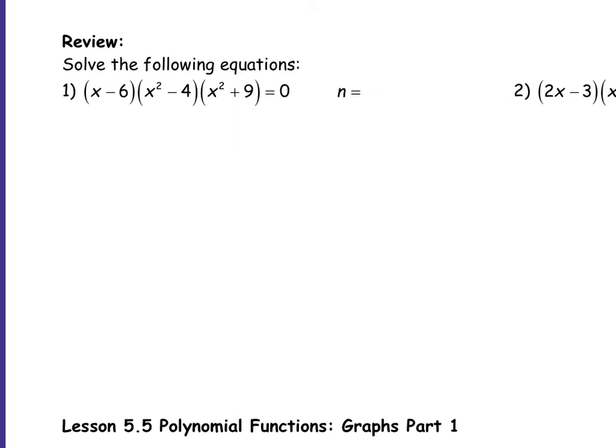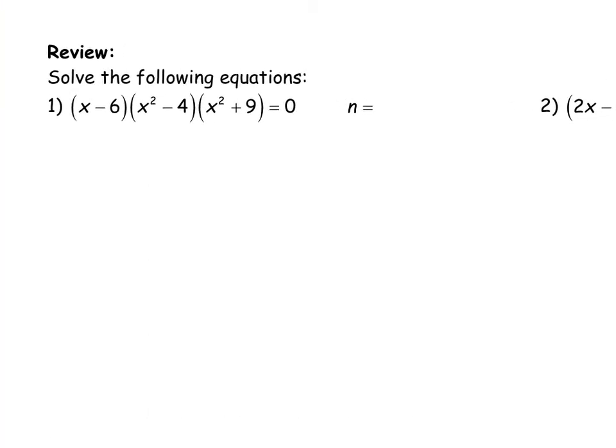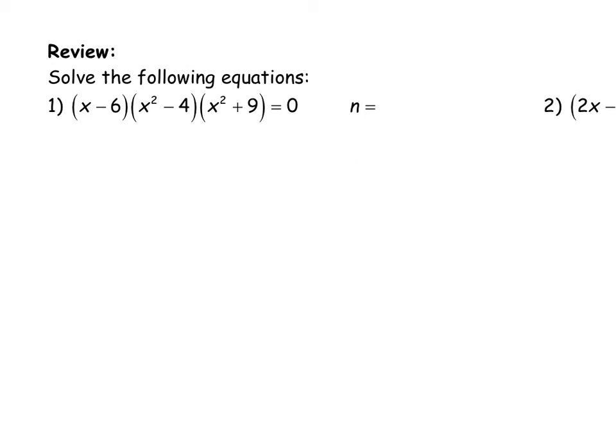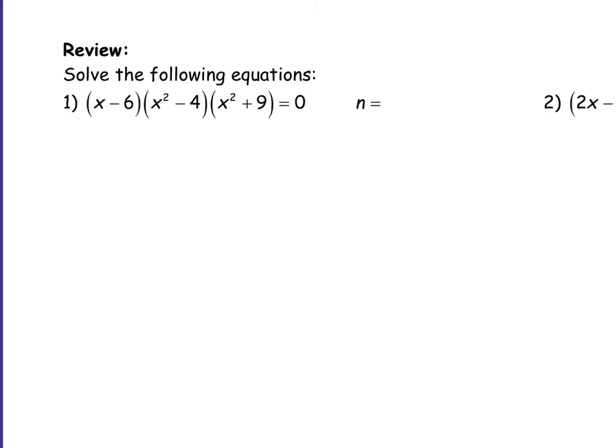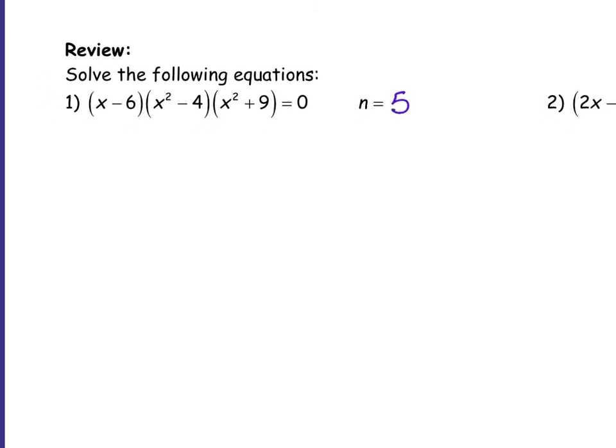So this one has a degree of, on number 1, 5. It has a degree of 5. And if I have multiple things multiplied together that equals 0, one of those has to be 0. So x minus 6 equals 0, or x squared minus 4 equals 0, or x squared plus 9 equals 0.